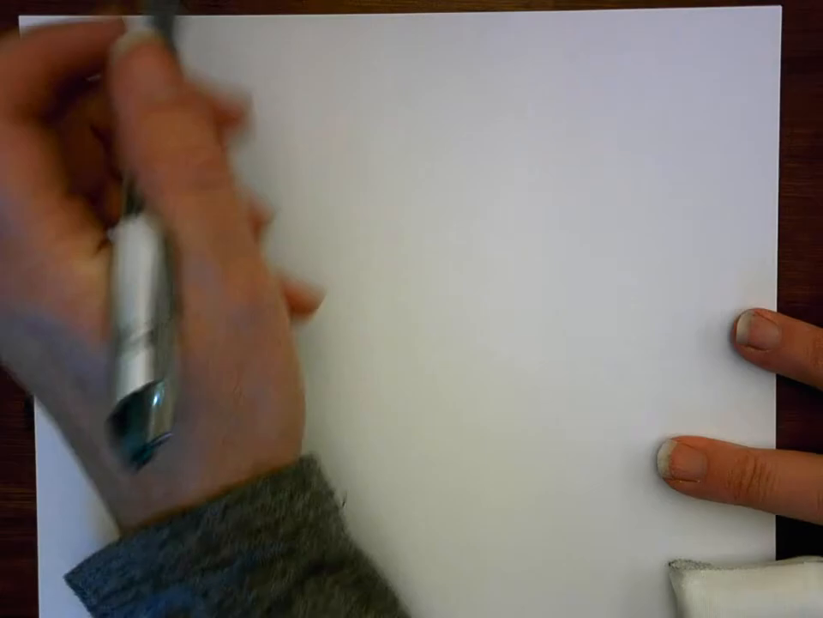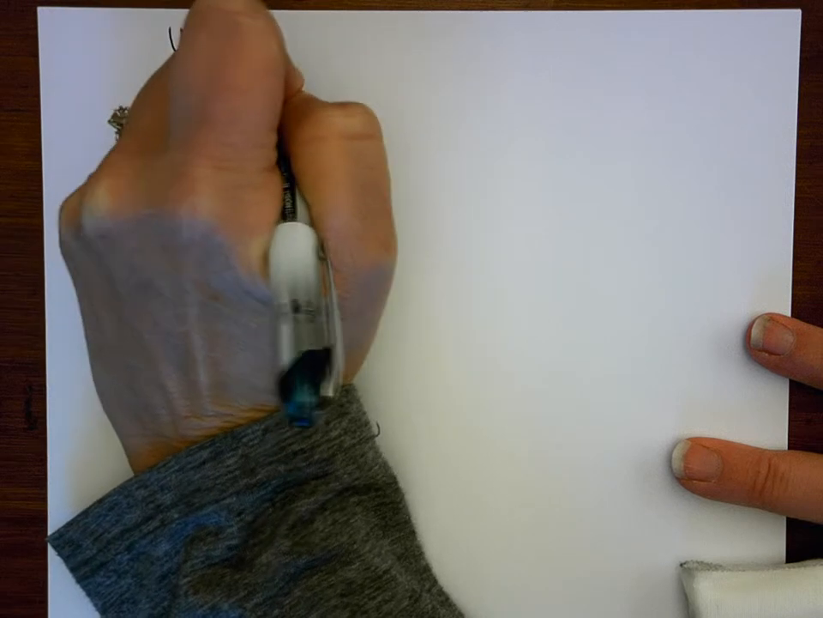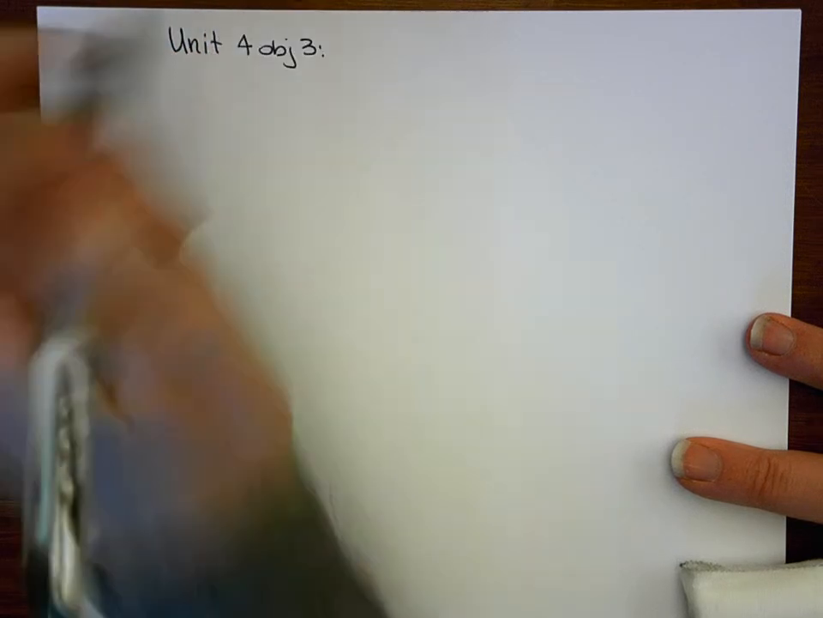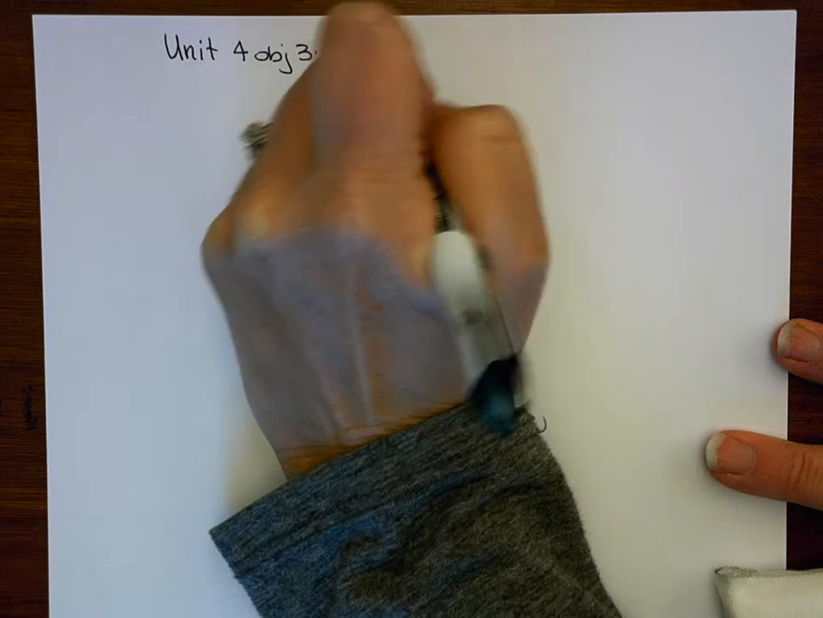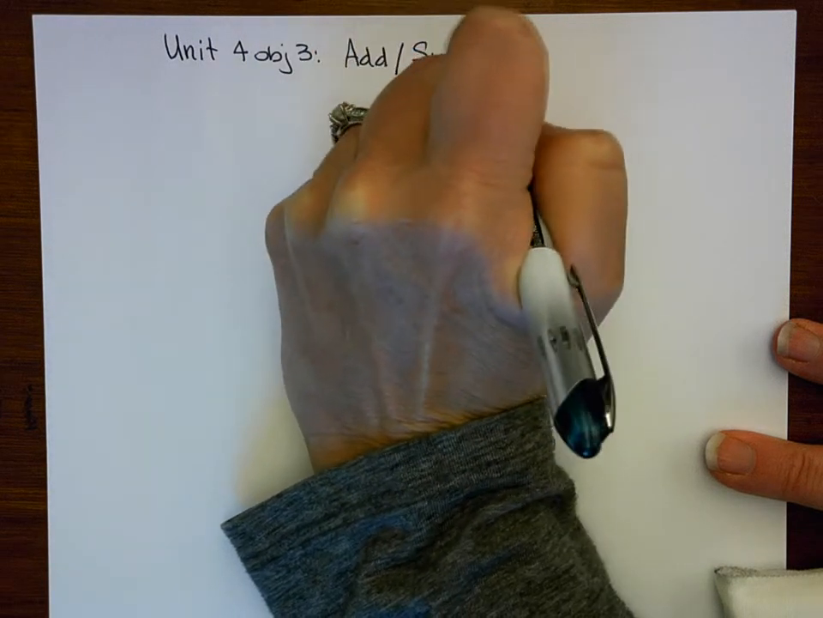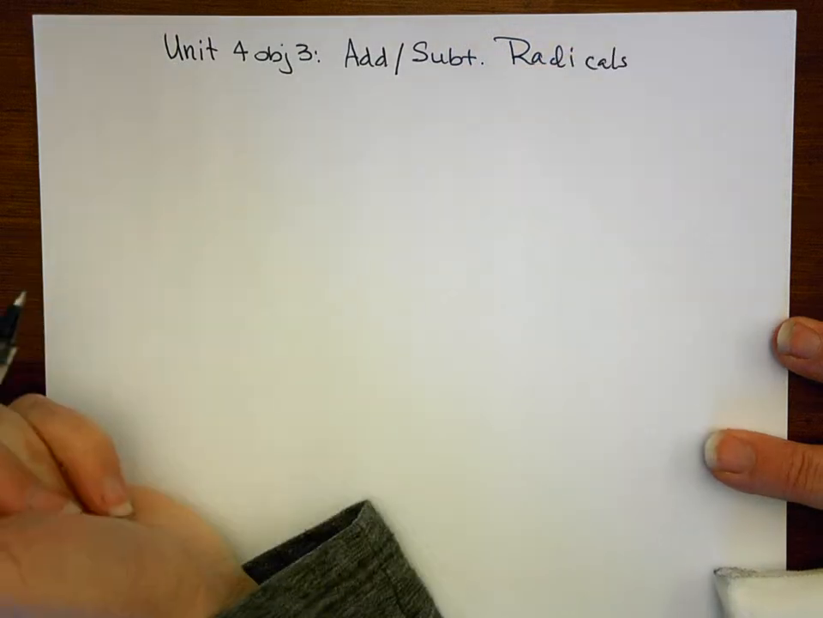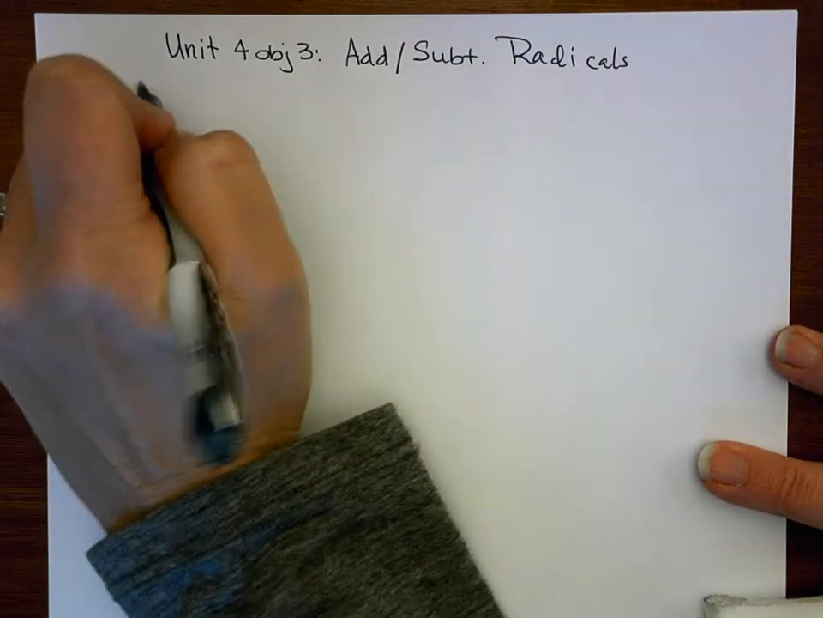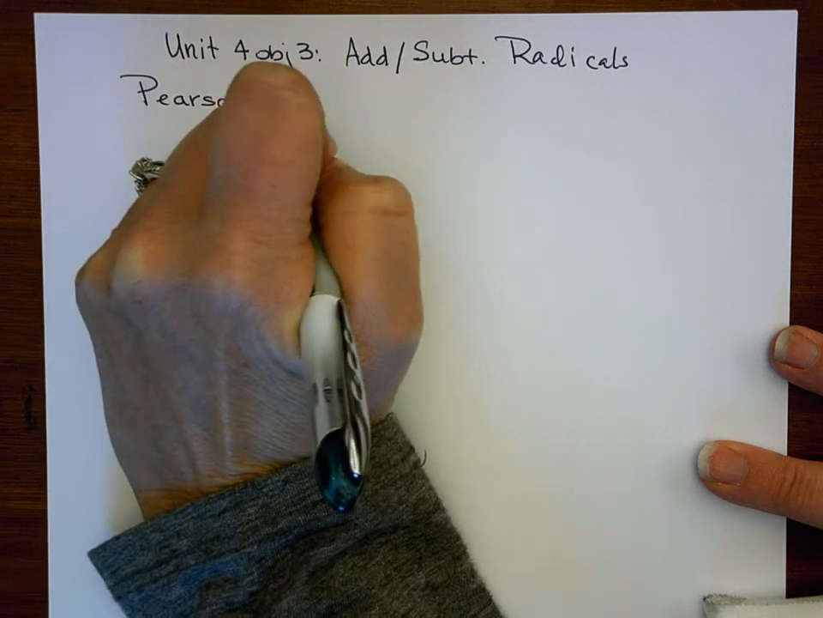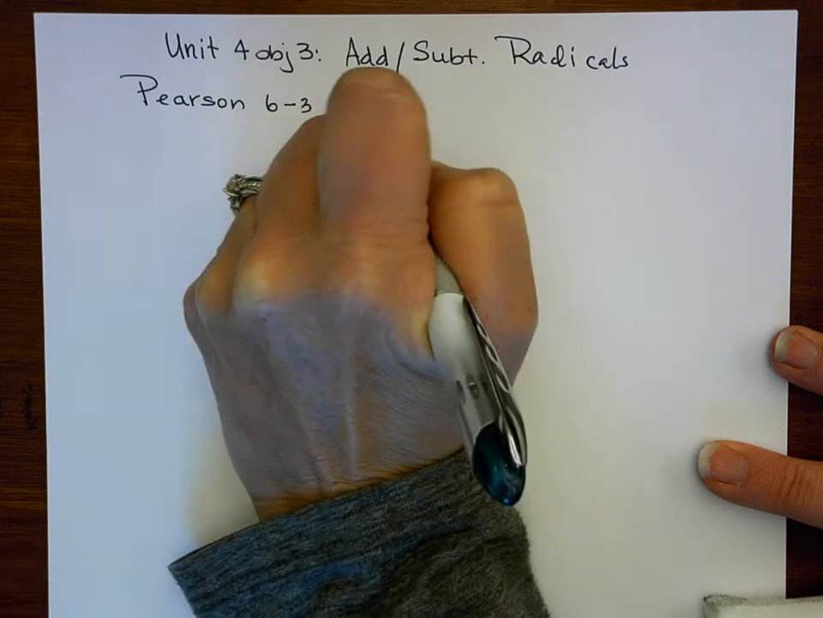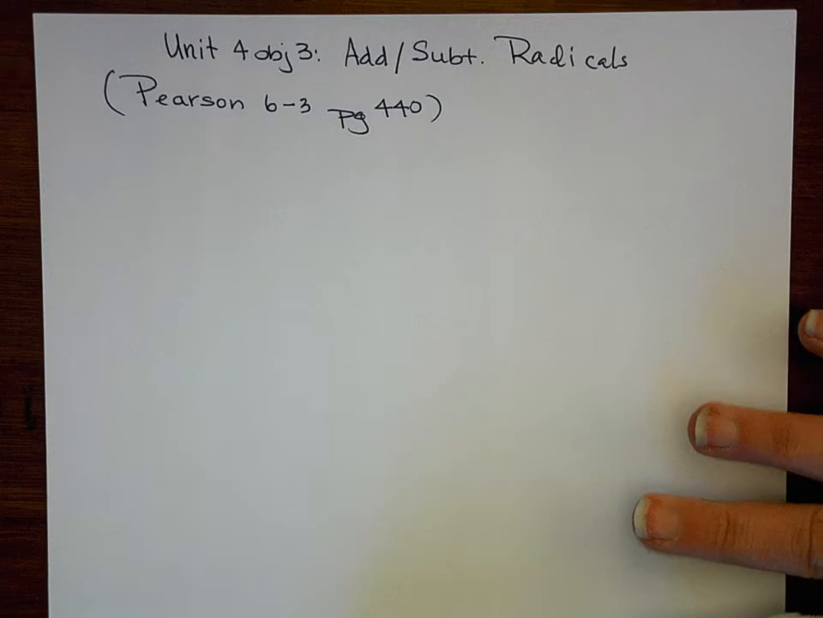Okay, so this is for Unit 4, Objective 3, which is about adding and subtracting radicals. So in the Pearson book, it's actually Chapter 6, Objective 3, and it begins on page 440. So if you want to reference that while we take a look at this, that would be helpful.